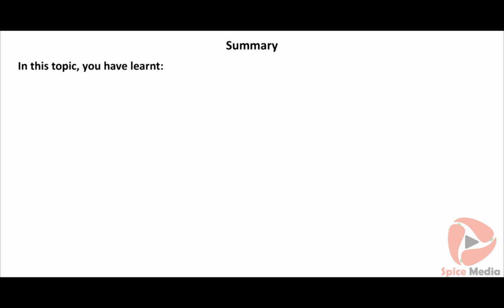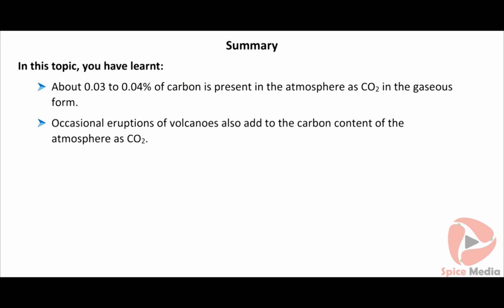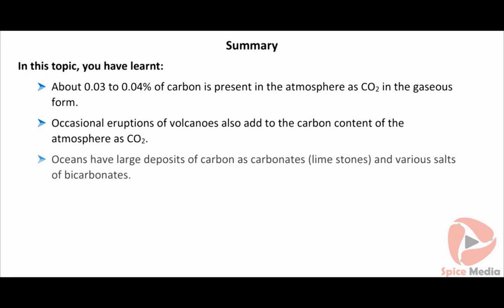In this topic, you have learnt that 0.03 to 0.04% of carbon is present in the atmosphere as carbon dioxide in the gaseous form. Occasional eruptions of volcanoes also add to the carbon content of the atmosphere as carbon dioxide. Oceans have large deposits of carbon as carbonates, limestones, and various salts of bicarbonates.